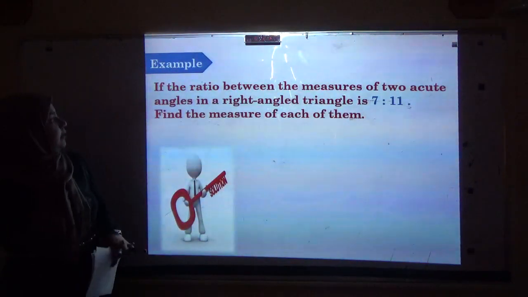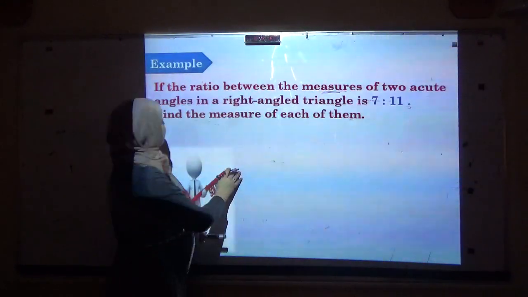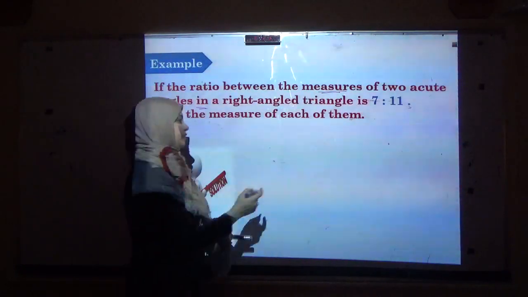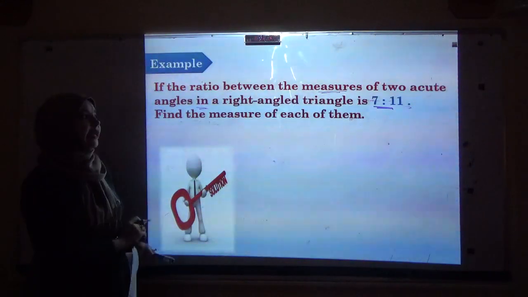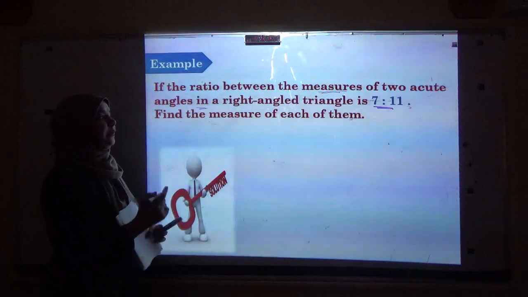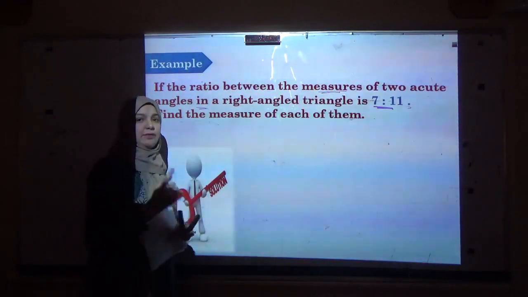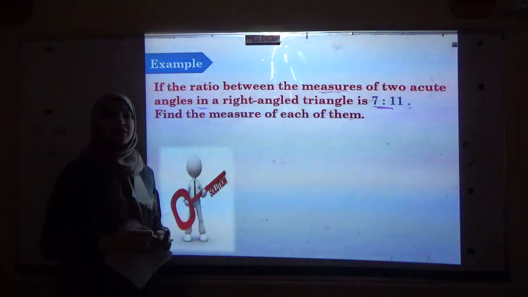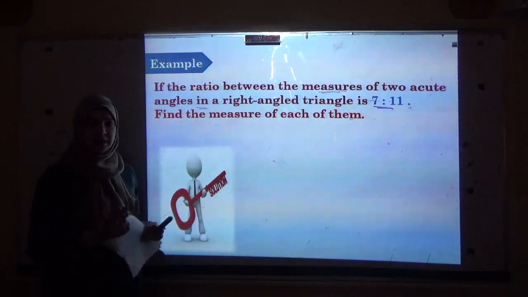Another example, if the ratio between the measures of two acute angles in a right-angled triangle is 7 to 11. Find the measure of each of them. Okay? In a right angled triangle, we have one right angle and two acute angles, okay? And the sum of the interior angles of any triangle equals 180, okay?